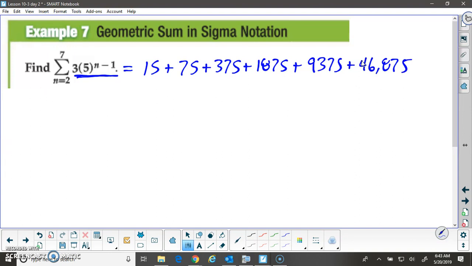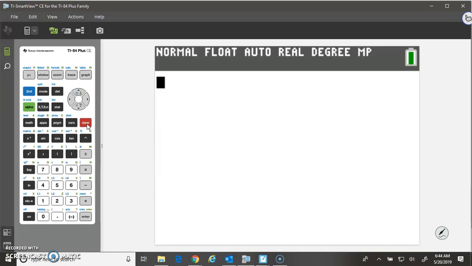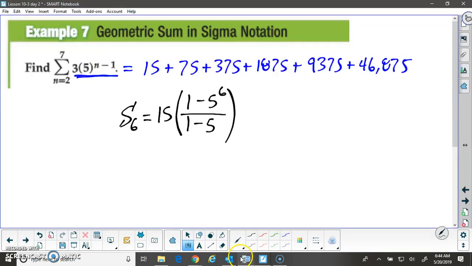And now adding them all up is what we're trying to do, so I'm going to use the formula. Sum of these 6 terms would be found by taking your first term, 15. Bottom is 1 minus r, and our r value is 5. The top is 1 minus r raised to the n, and we're adding up 6 terms. So if I do that now in my calculator, 15 times, bottom is 1 minus 5, the top is 1 minus 5 raised to the 6th. And that gives us a total of 58,590.